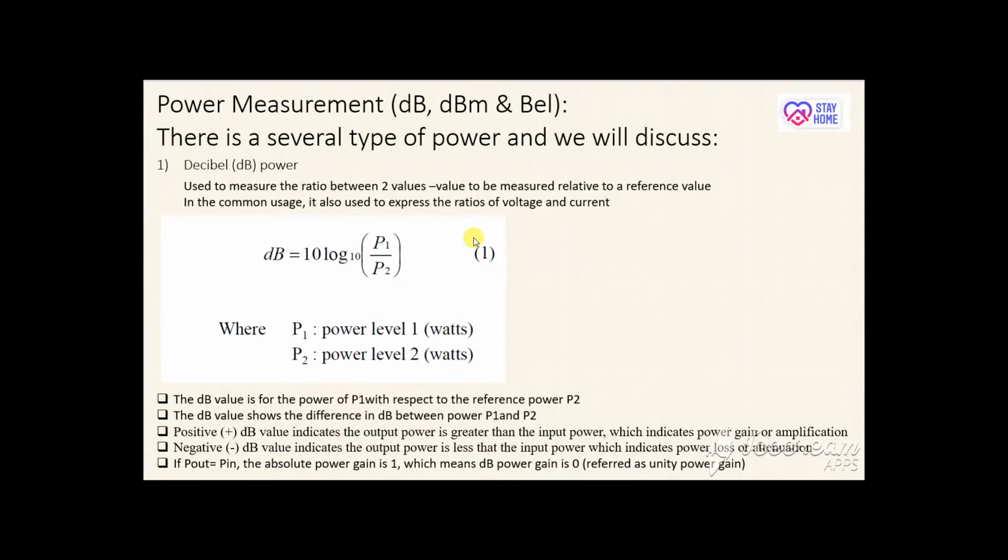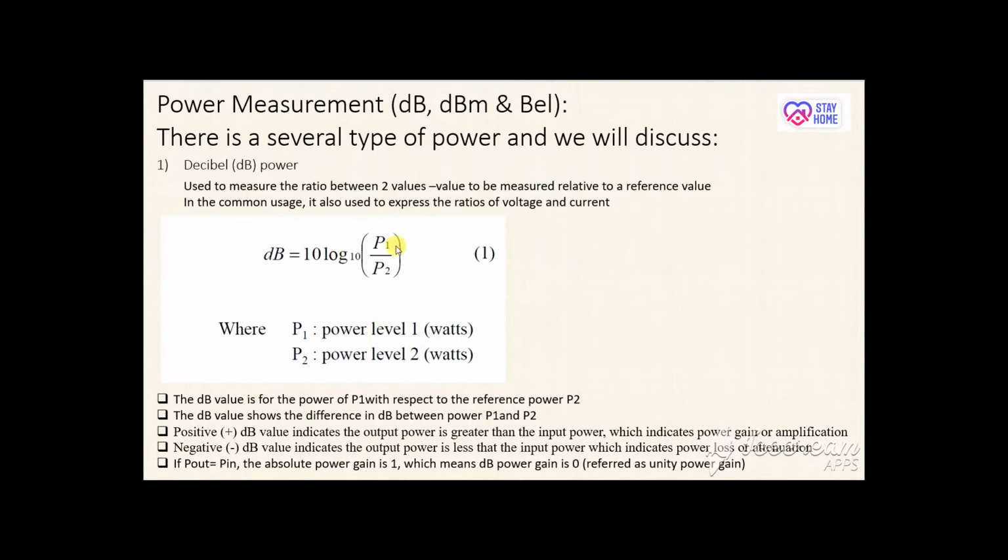I will explain in the beginning about power measurement. As we know, we have three types of power: decibel power, dBm power, and bel power. The decibel is used to measure the ratio between two values, the value to be measured relative to the reference value. So we need to measure P1 relative to the reference P2. It is also used to express the ratio of voltage and current in communication. By this relationship, we get the difference between P1 and P2.